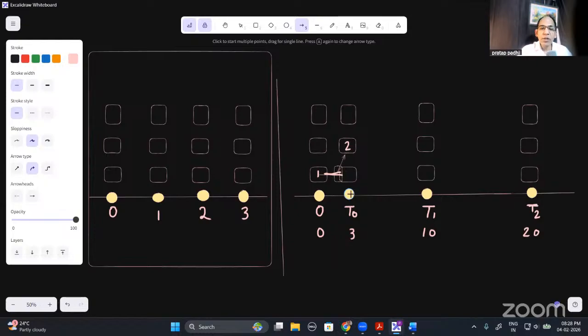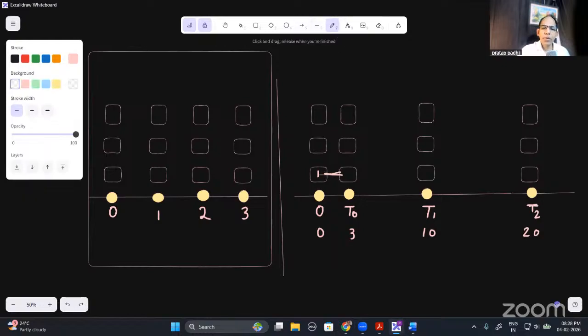So T naught is the transition. You can also say it this way directly. The interval is so small, you can say staying here and making a jump here. That means at time T naught, you are no more at 1, you are at 2. At time 0, you are at 1. So this is your occupancy probability.